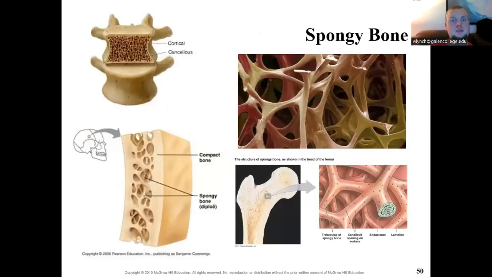All right, spongy bone, also cancellous bone. Mainly we have the interconnection between this and the red bone marrow as our important delineation here for the difference between that and compact bone.